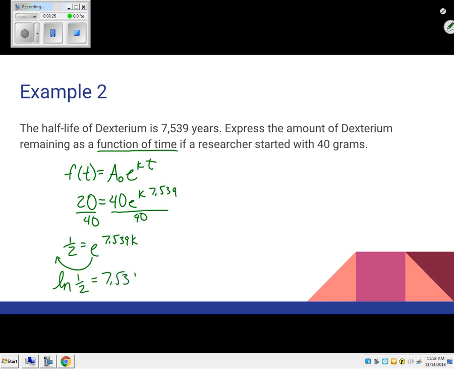7,539 K. So if I divide both sides by 7,539, it's going to tell me what K is equal to. Now, this is obviously decaying very slowly. This is taking 7,539 years to get down to 20 grams. My decay rate is going to be small.